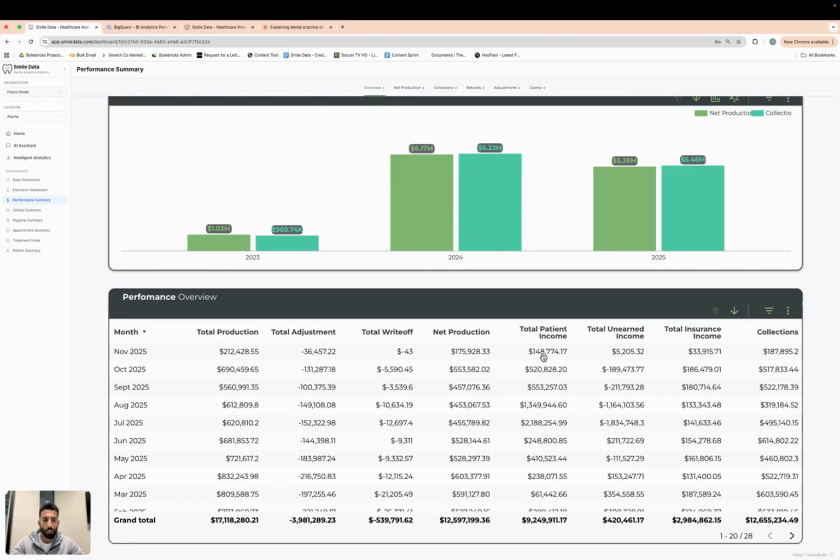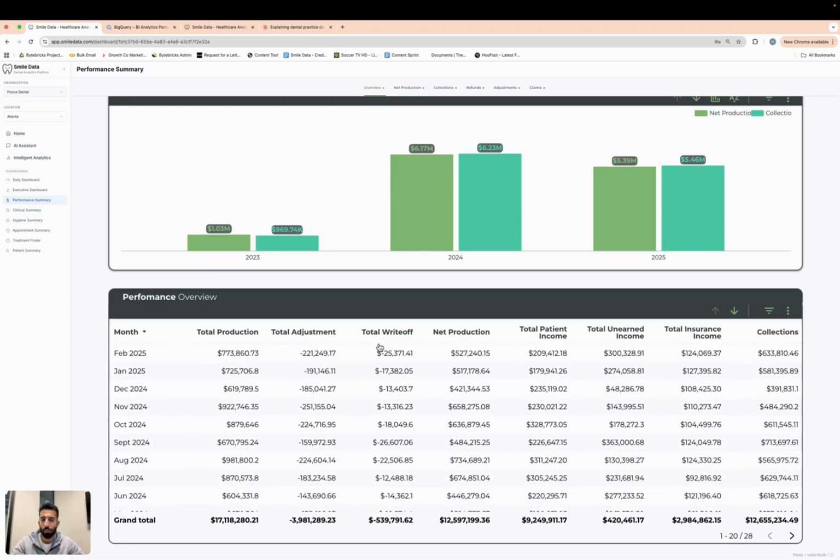So you can see different kinds of adjustment, production, write off. Then you have net production again. Then we have total patient income, total earning income. So all these metrics are very important for the dentist to understand what they can do and how they can do it to improve their dental practice.